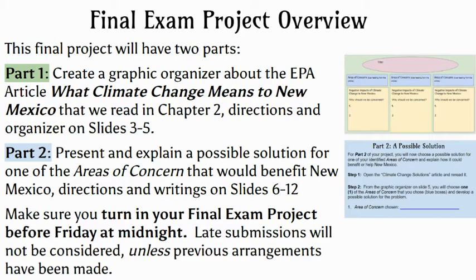So I did try to make this as easy for you guys to follow as possible. I reference slides, I reference what article you need to be doing. One of the articles I was able to link directly. The other article I was not. Part 1 is going to be on green slides. Part 2 is going to be on blue slides. Part 2, you are going to present and explain a possible solution for one of the areas of concern that would benefit New Mexico. Directions and writings are on slides 6 through 12.